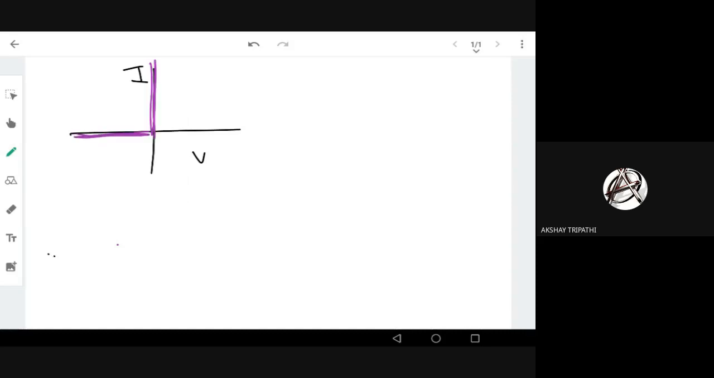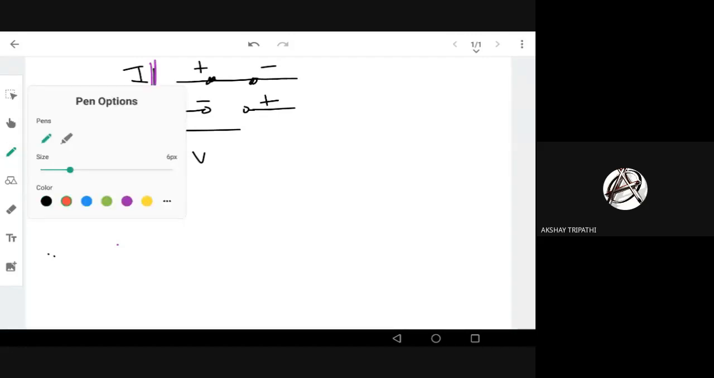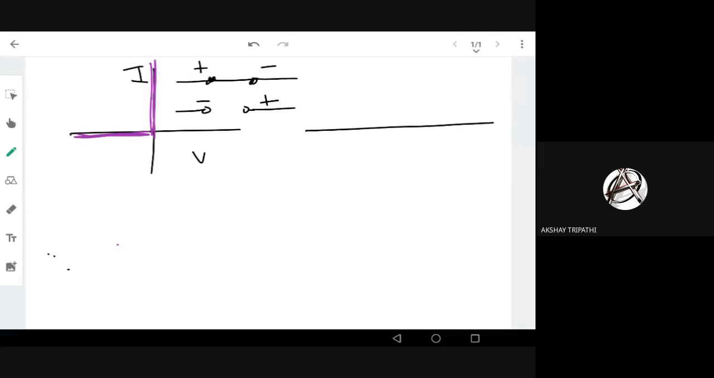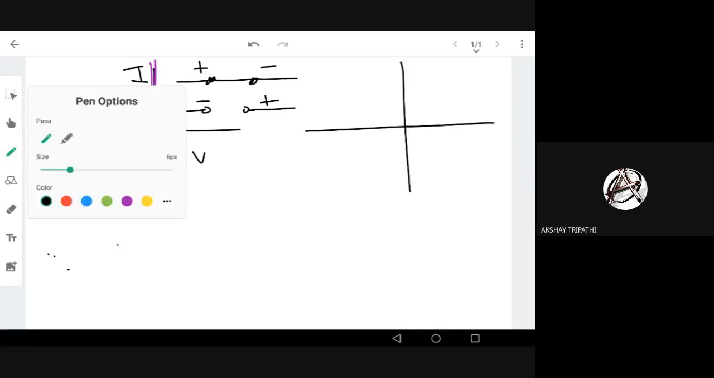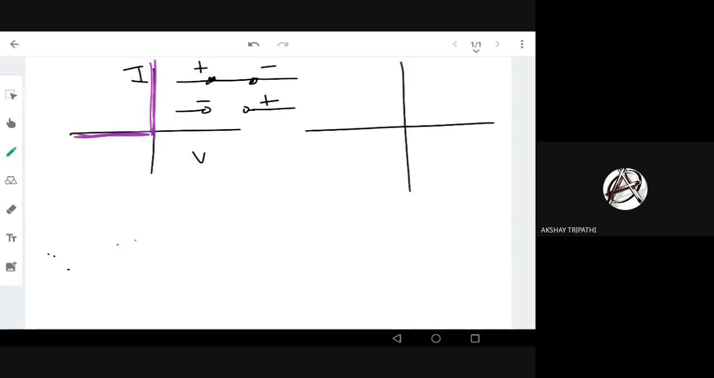So the ideal diode I'll represent by an on switch in forward bias. In forward bias it is an on switch, in reverse bias it is an off switch. Now I can improve the model of the ideal diode by just adding a voltage source here, right? So I have a voltage source at 0.7 for silicon and 0.3 for germanium. Now this is a better model.